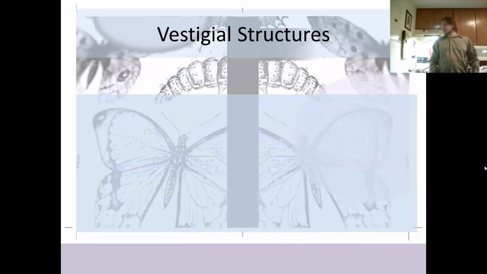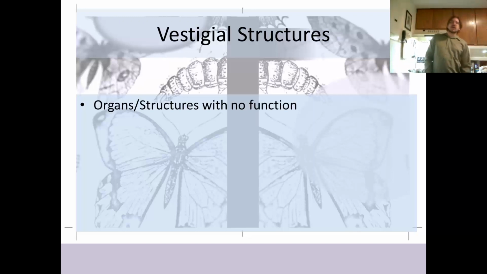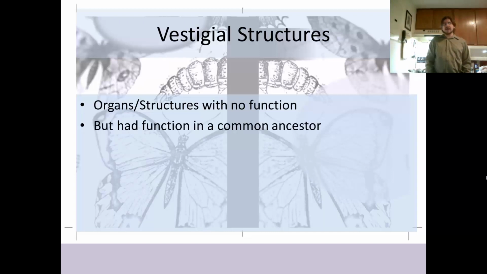Vestigial structures are another great way to get a view of evolution. Vestigial structures are organs or structures with zero function. They have no function anymore, but they had a function in a common ancestor.